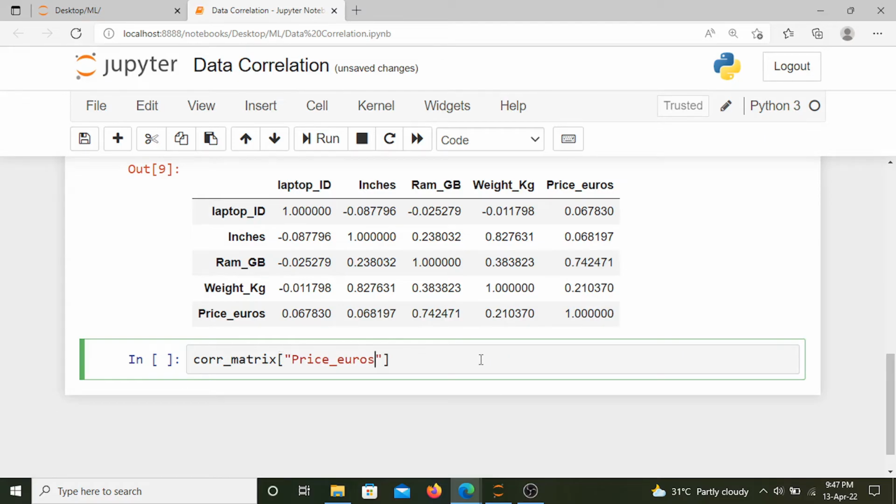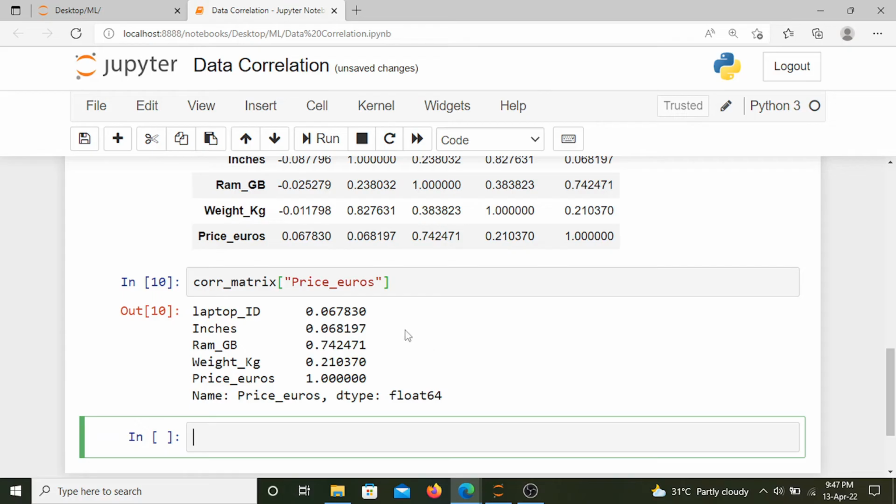Once we do this, we can see how all these variables are correlated. We see that there's a strong correlation between RAM and the price of the laptop. So the greater the RAM of a laptop, the greater the price. This makes sense. Similarly, there's a small correlation between the screen size and the price.